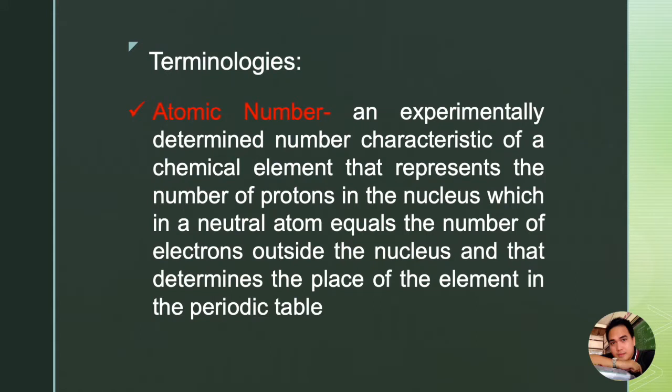Before we continue with our discussion, please remember these important terms. The first one is atomic number. This is an experimentally determined number characteristic of a chemical element that represents the number of protons in the nucleus, which in the neutral atom equals the number of electrons outside the nucleus, and that determines the place of the element in the periodic table.